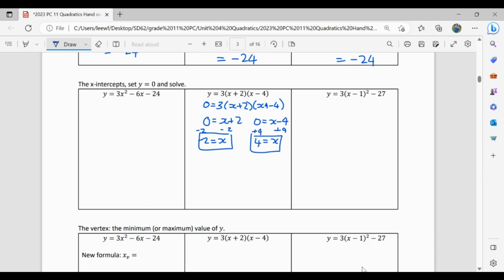However, we can also do it if we have completed square form. We substitute 0 for y to find the x-intercepts. We're expecting to have two answers. Add 27 to both sides, and we get 27 equals 3.